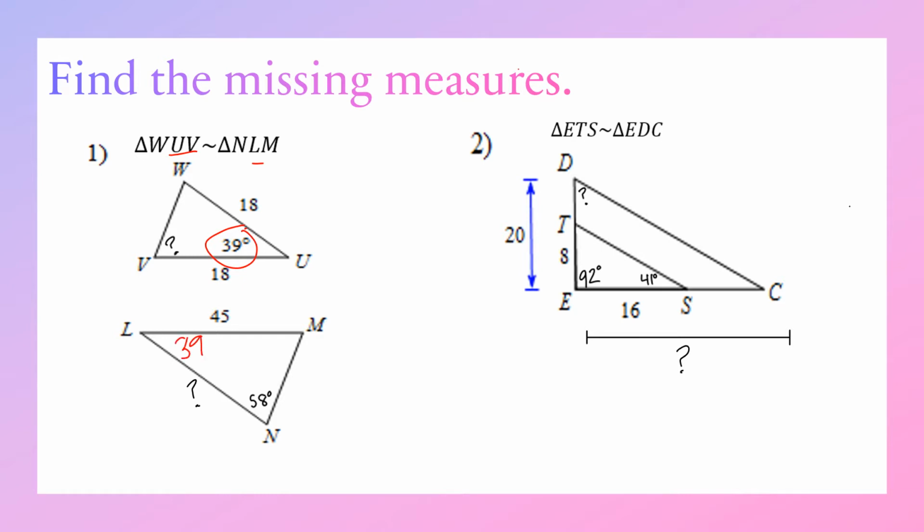It's asking us to find V, so V and M are the same. So if this angle is 39 here, and N, they told us, was 58, that also means that W is 58 because they're corresponding angles here. We have W here, N here. So then I can just do some simple math. 58 plus 39 is 97, and we know that triangles add up to 180. So we do 180 minus 97, and we would get angle V is equal to 83 degrees.